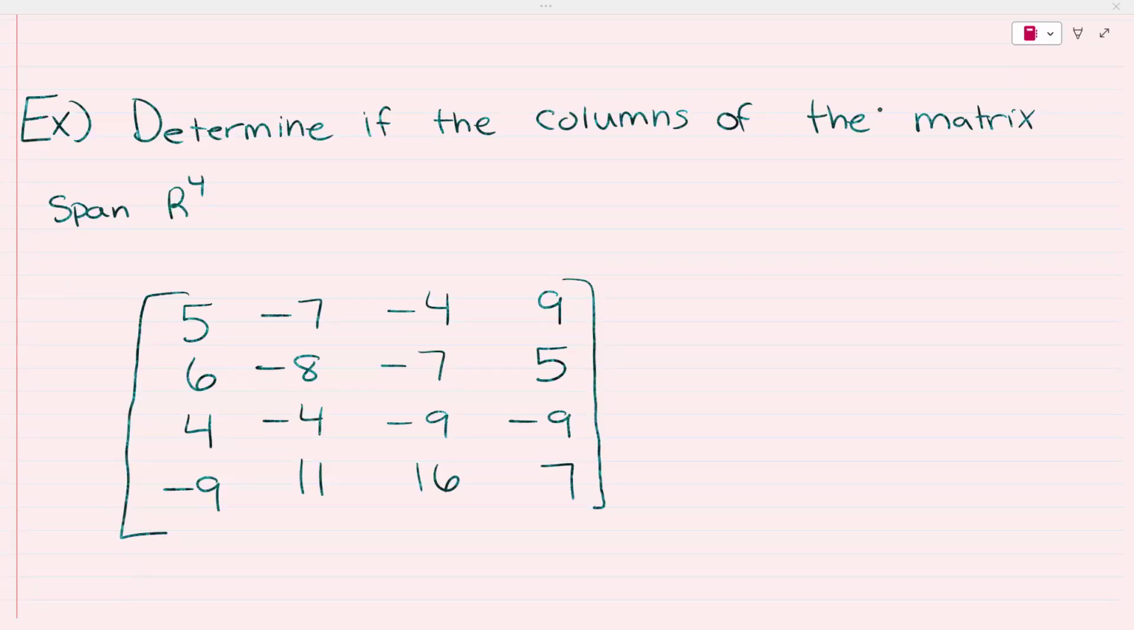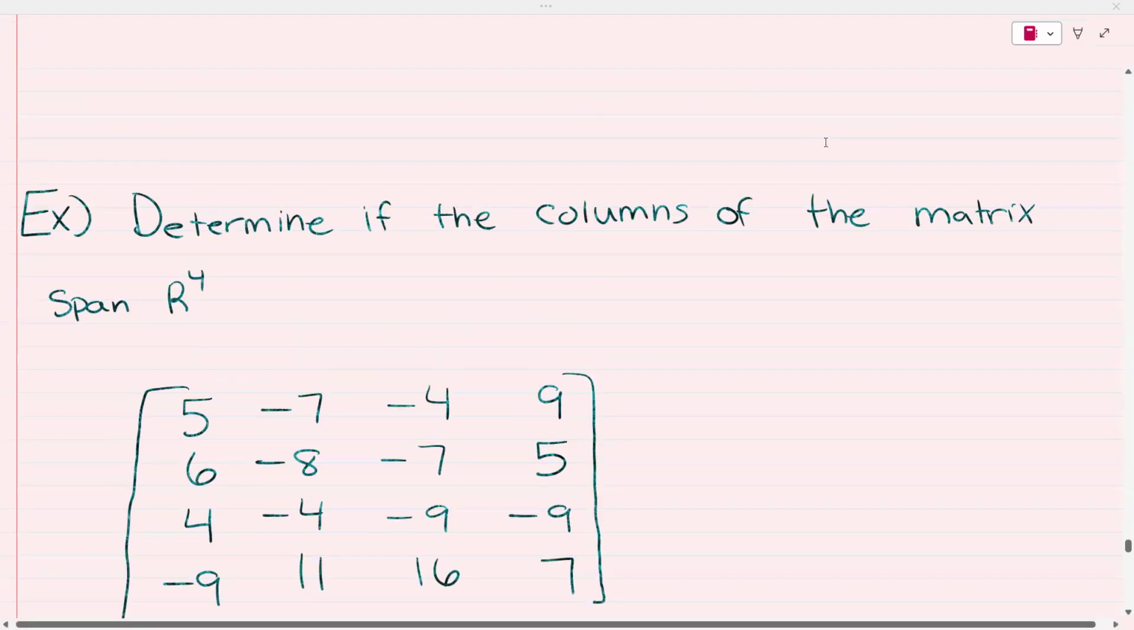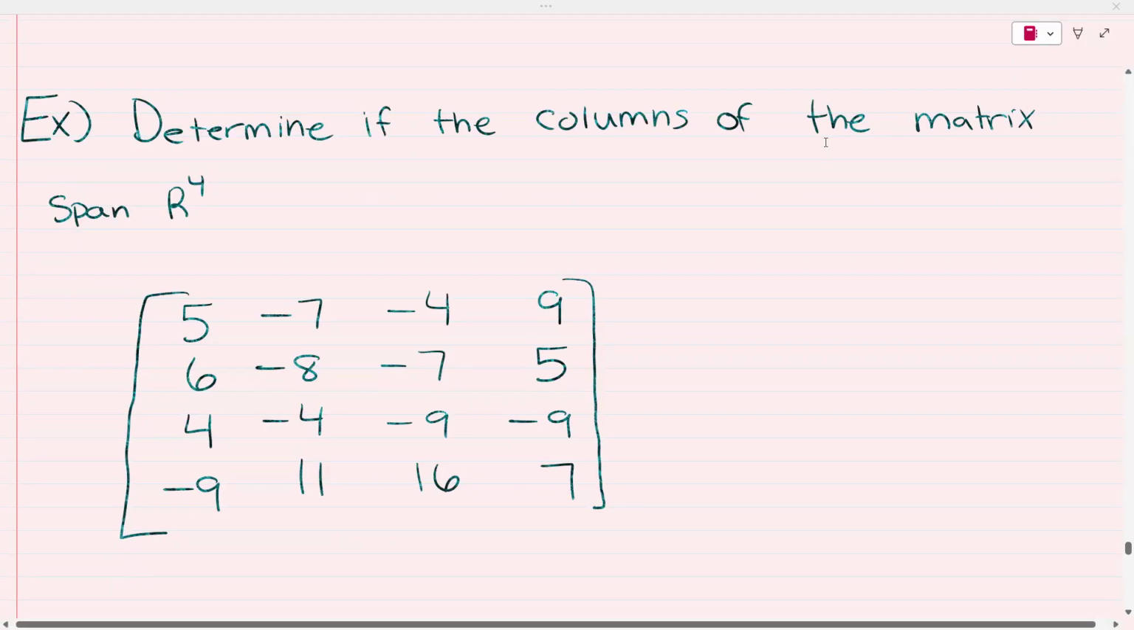So this is part two of matrix equation A times vector x equals vector b. So let's continue off. In this example, it says determine if the columns of the matrix span R4. So what does that really mean? We need exactly four pivots, and we need a pivot in each row.